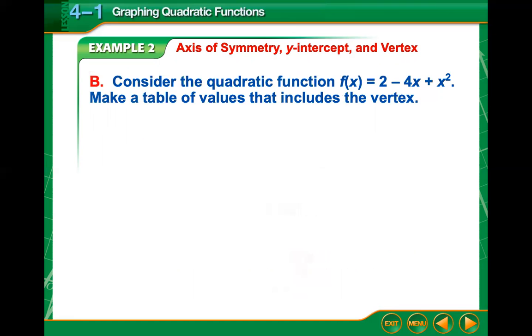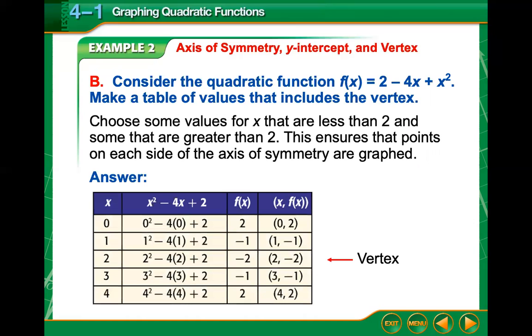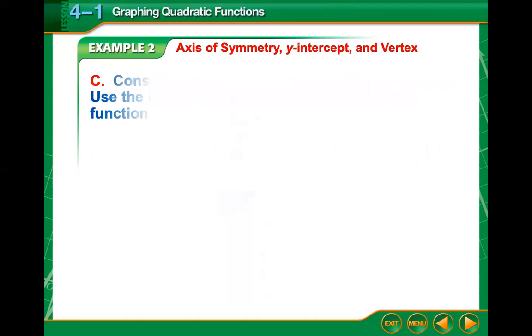All right, example 2b, consider the quadratic function f of x equals 2 minus 4x plus x squared. Make a table of values that includes the vertex. So this is using information from the previous example. So we need to remember that our vertex x value is 2, so we need to choose values surrounding that. So we usually would start by putting the vertex in the middle and then counting up and down in the directions. So we're going to use 0, 1, 2, 3, and 4, with 2, -2 being our vertex.